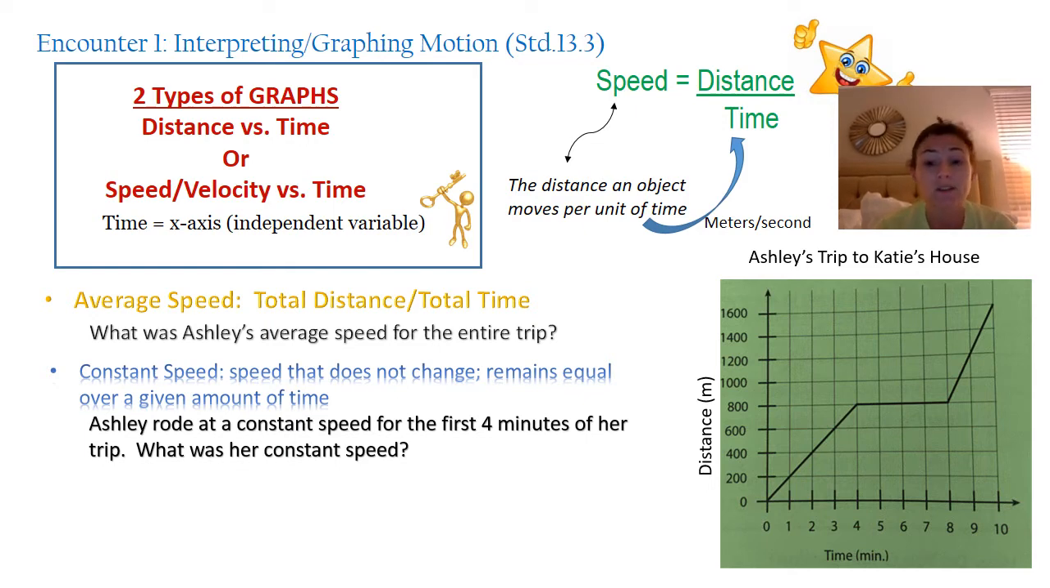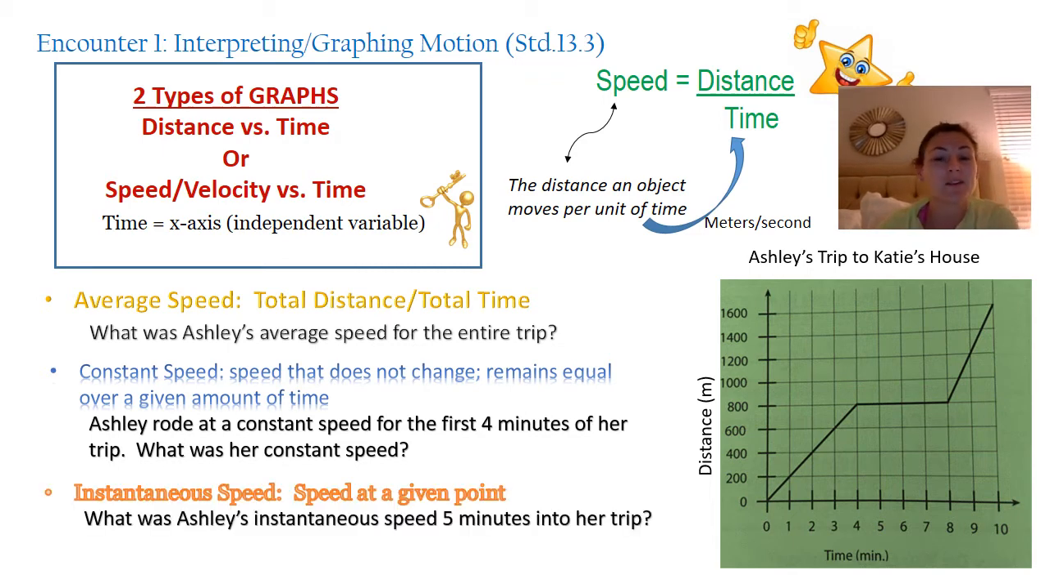So the total distance traveled is what? Looks to me like it's 1600 all the way at the top of the graph. Would you agree? All right, and then what is her total time? Total time looks like it's 10 minutes. Okay, so 1600 divided by 10, you can see that she traveled 160 meters per minute. Okay, notice I said per minute, not per second. Now, if it asked you, you would have to technically convert, but we're not going that way, okay?